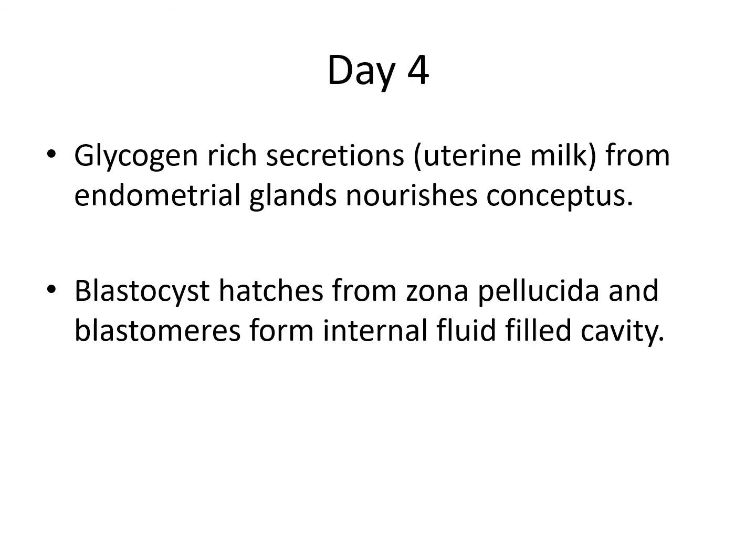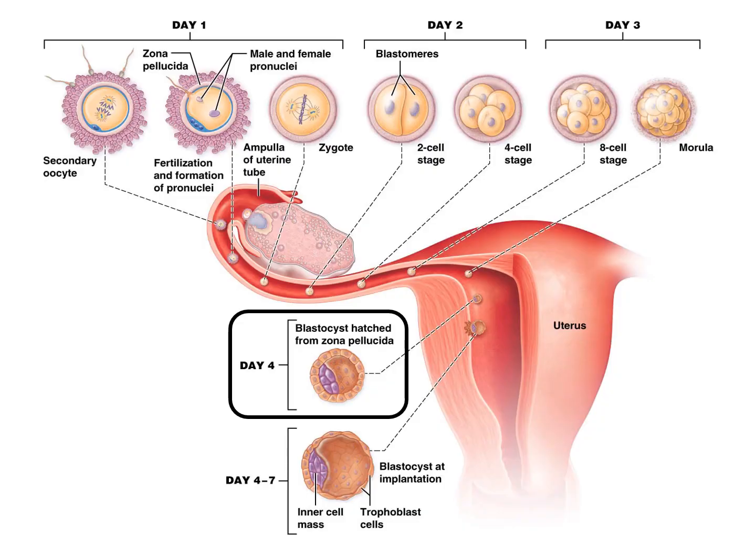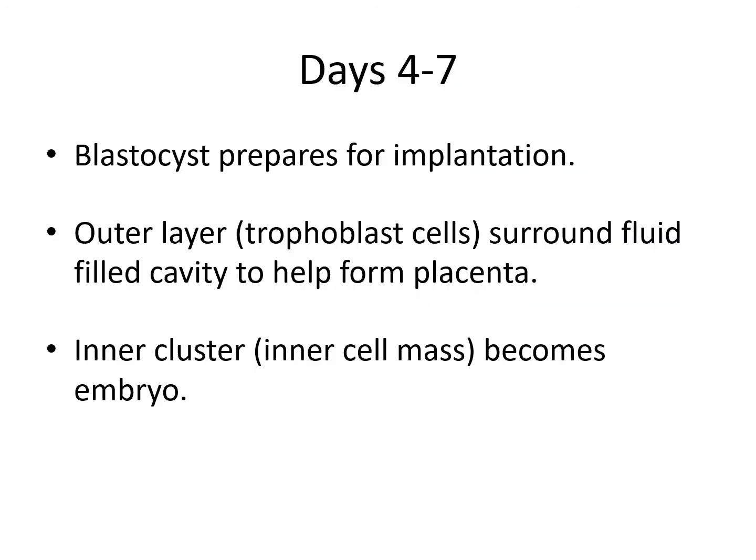There, glycogen-rich secretions, which remember we call uterine milk, from the endometrial glands will help nourish the conceptus. What happens is the blastocyst hatches from the zona pellucida, and the blastomeres form an internal fluid-filled cavity. Okay, so we could see here the blastocyst forming with this internal cavity here. And it will prepare for implantation in days 4 through 7.